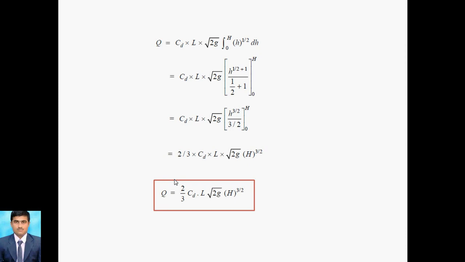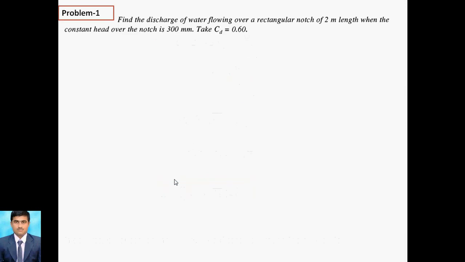So this gives the theoretical discharge through a rectangular notch, that is Q theoretical equals 2 by 3 Cd L root 2g H raised to 3 by 2. This is the formula for a rectangular notch. Okay, and this expression is used for finding out the actual discharge through a rectangular notch.